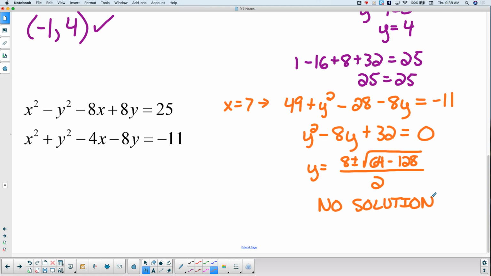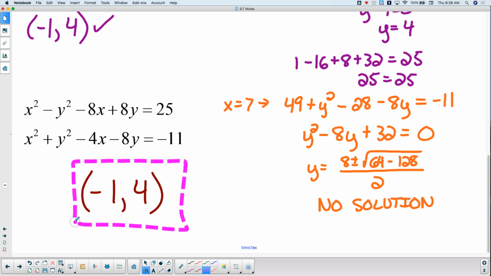So since negative 1 comma 4 was the only solution that worked, that is my only solution. Okay. With me?